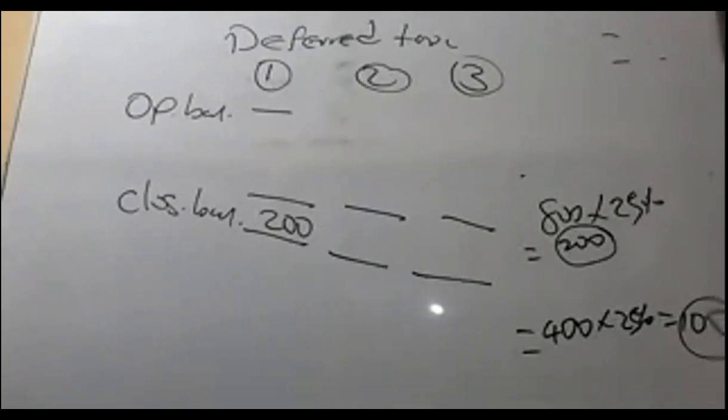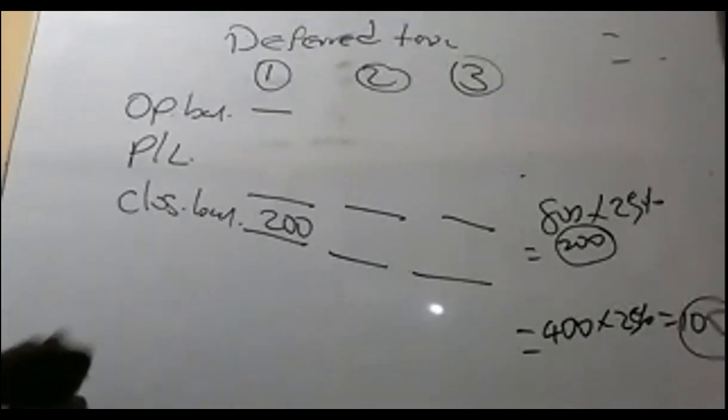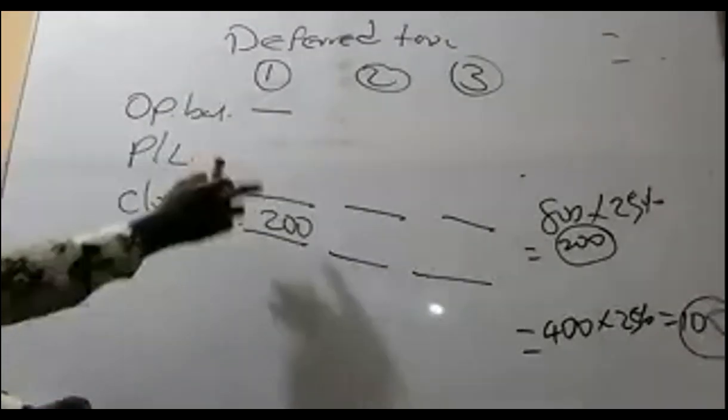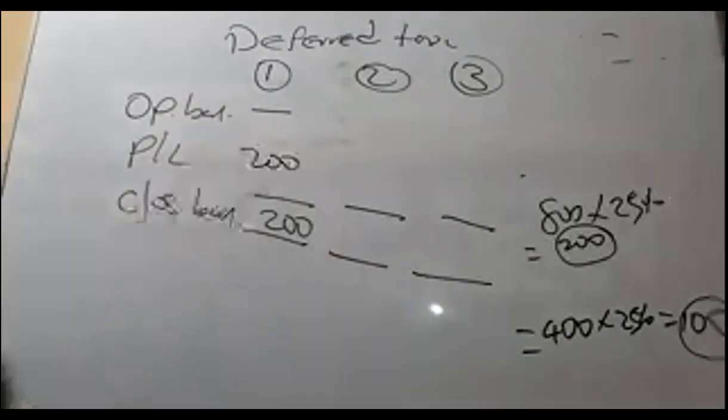Now, what's the movement? So record P&L here. Opening balance there. What should I do to this so that I can get 200? I have to add 200 to it. Good. Then the closing balance here becomes the opening. So your opening balance is 200.